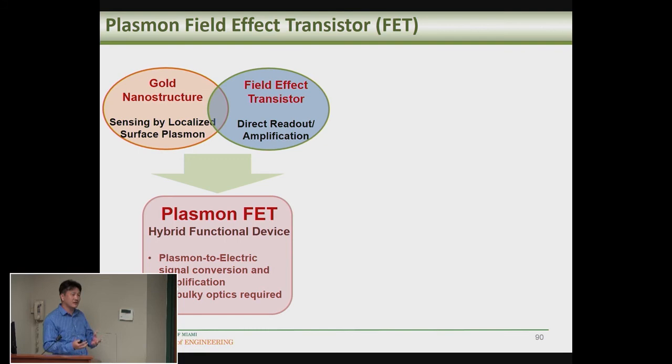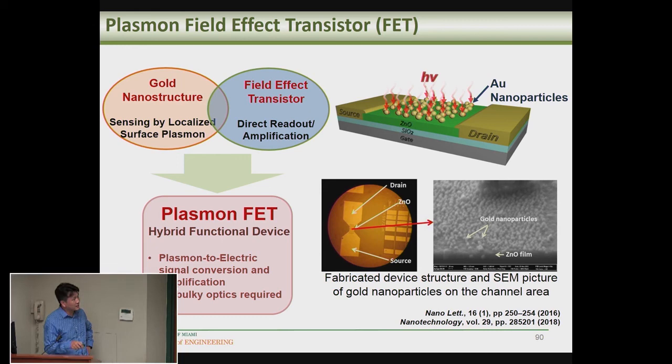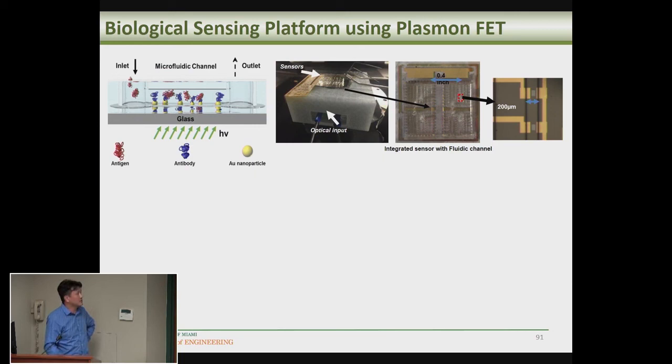So this figure shows the device structure, which is incorporated on the active layer of the device. And we have a microscopic picture of the device and also an SEM picture that shows the gold nanoparticles on the device. So we make a sensor using the fluidic channel, and the sensors are integrated inside the channel, and as you can see here, this is a cartoon that shows that.